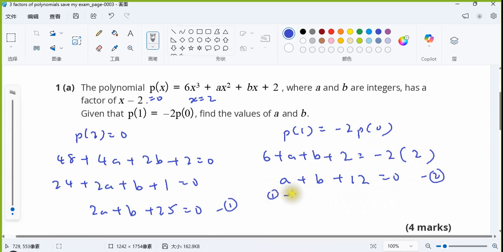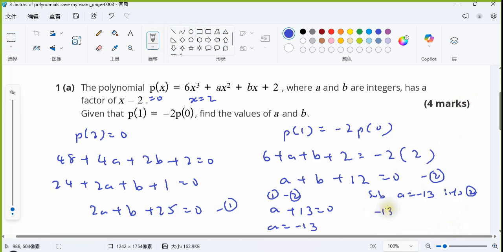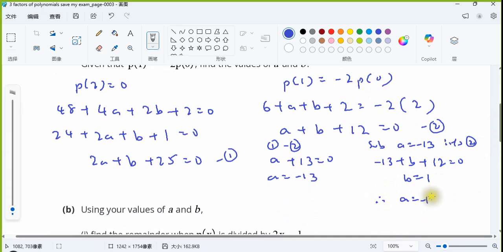So we use equation 1 minus equation 2, then we have a plus 13 equal to 0, a equal to negative 13. Okay, so sub a equal to negative 13 into equation 2. Then we will have negative 13 plus b plus 12 equal to 0. So b equal to 1. Okay, then a is negative 13, b is 1.